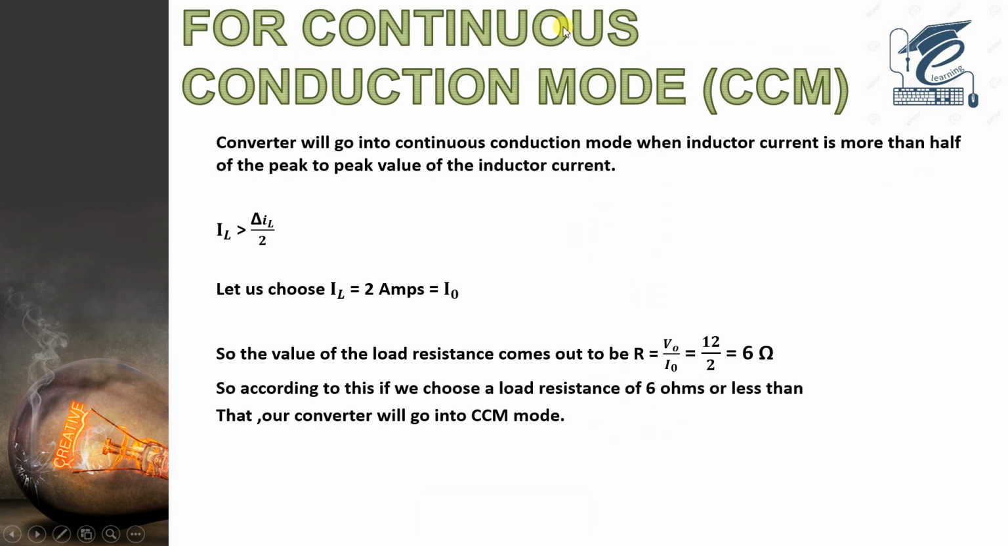So for continuous conduction mode, that is CCM. The converter will go into continuous conduction mode when the inductor current is more than half of the peak to peak value of the inductor current. That is, when IL is greater than delta IL by 2.